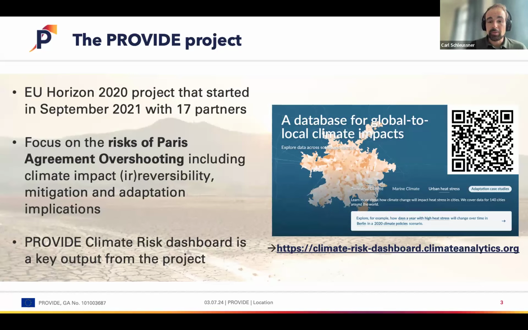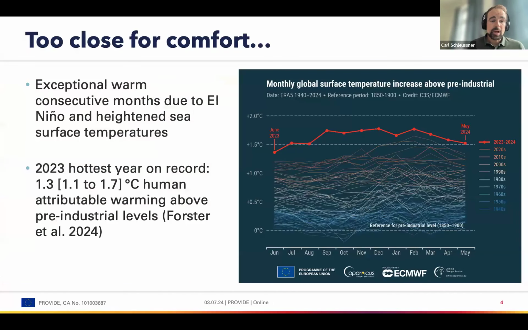I'm sure many of you have found the link already and you're actively exploring it. We are definitely very, very excited about having this tool online, and we'll talk a little bit more about its functionalities and the opportunities and different dimensions that you can explore with it in this event today. Next slide, please. But why are we exploring questions of climate overshoot?